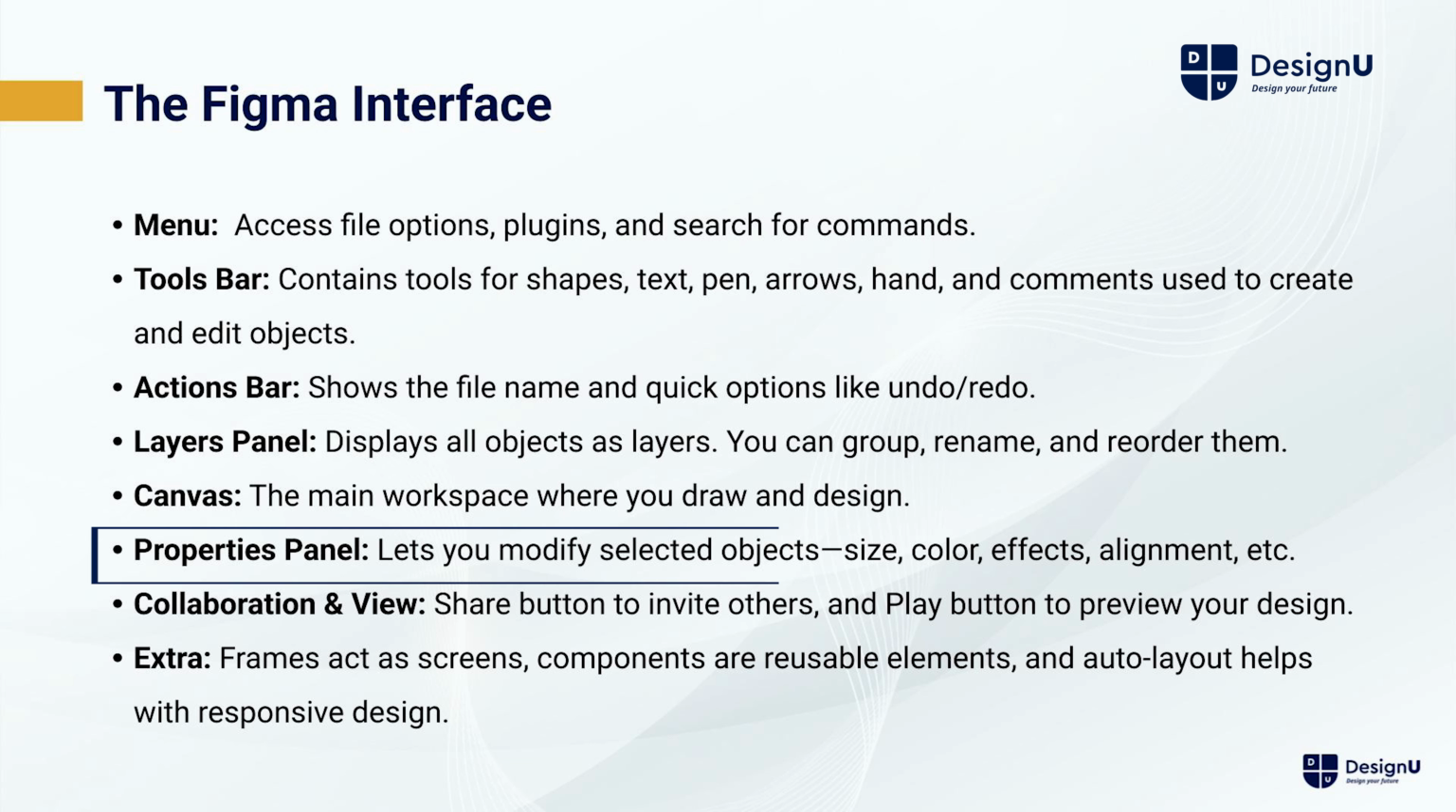Your properties panel is where you modify any selected object. So if you select an object, you can modify it using the properties panel. The properties panel would display the properties of your selected objects. So size, color, effect, alignment, and so on and so forth.